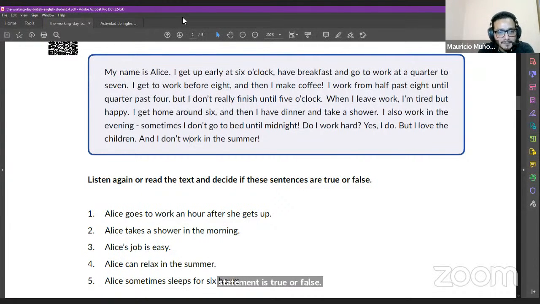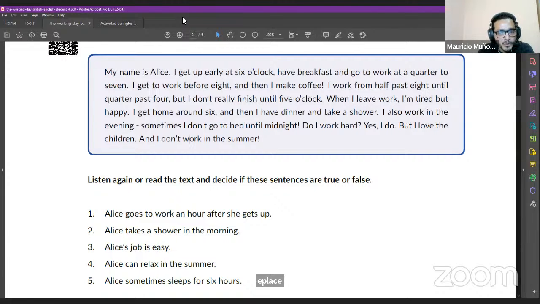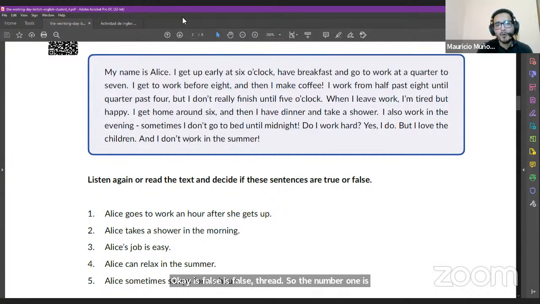True. Okay, but read the first statement. Lea, por favor. The number 1, read please. I was going to work and all after she gets up. True or false? True. It's true. Interesting. Okay, it's false. Correct. So the number 1 is false.